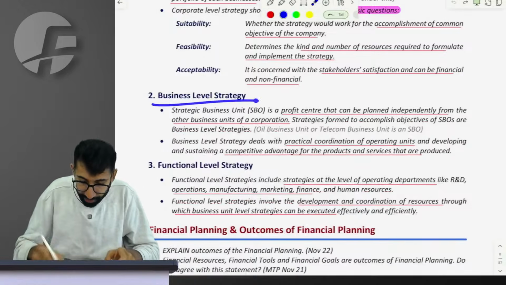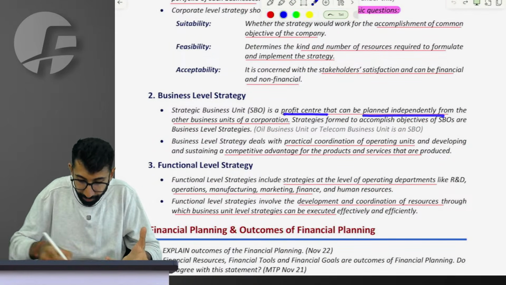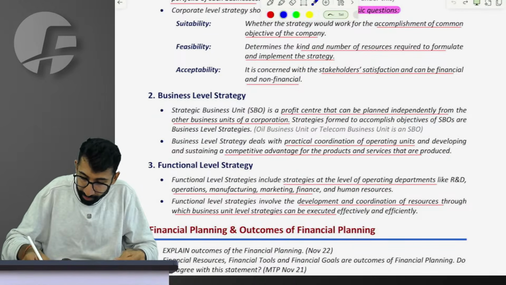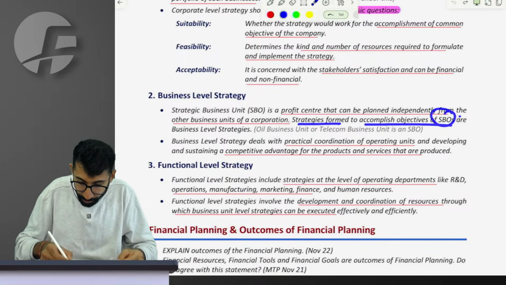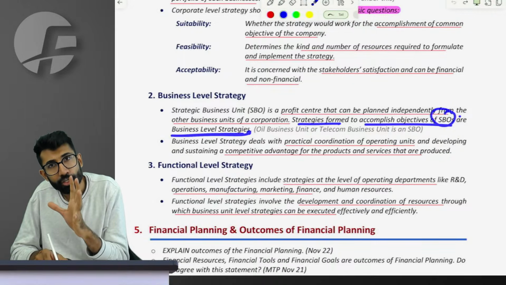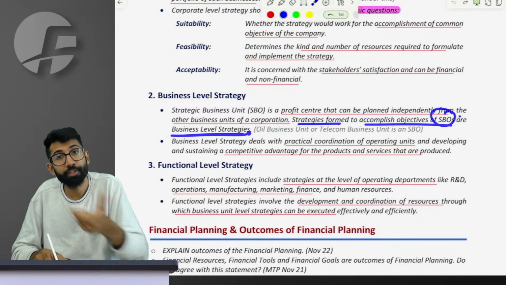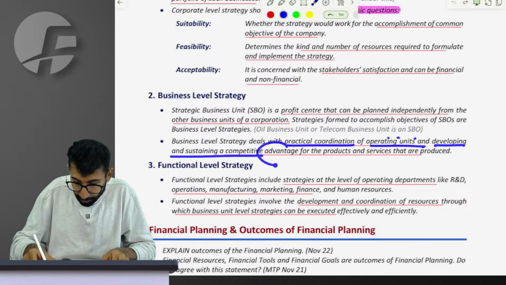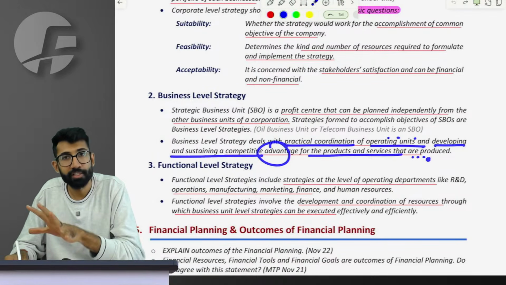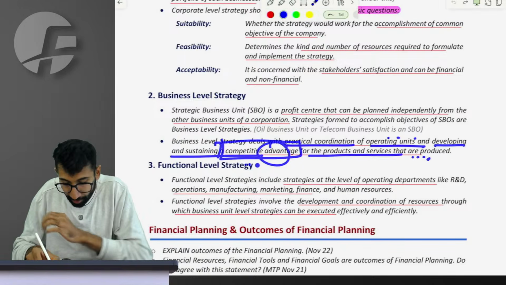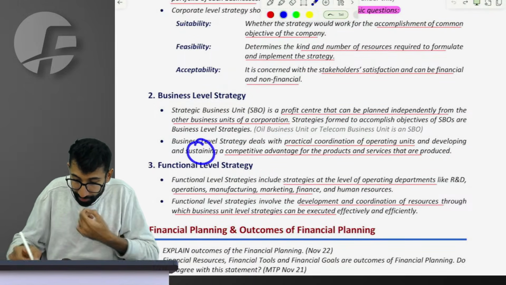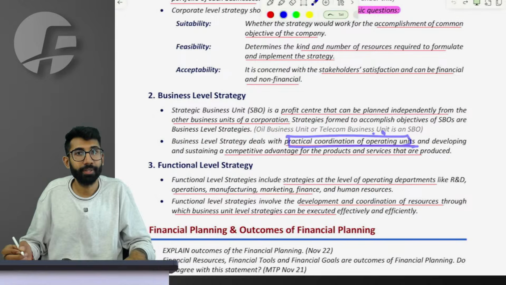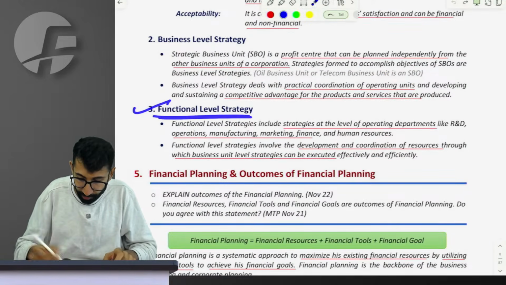Fine. Corporate. Business level strategy is for a profit center that is planned independently of other business units. Telecom is a different business unit which can be planned independently of any other business unit, right? Strategies formed to accomplish the objective of the SBU are business level strategy. You create a strategy to bring success to that particular business unit as business level strategy. They deal with practical coordination of operating units and developing a competitive advantage for the products and services that you produce. The products and services that you deal with, create the strategy to bring competitive advantage, by creating a practical coordination in the operating units, the units which are being operated in the company. Correct? Sir, functional level strategy.